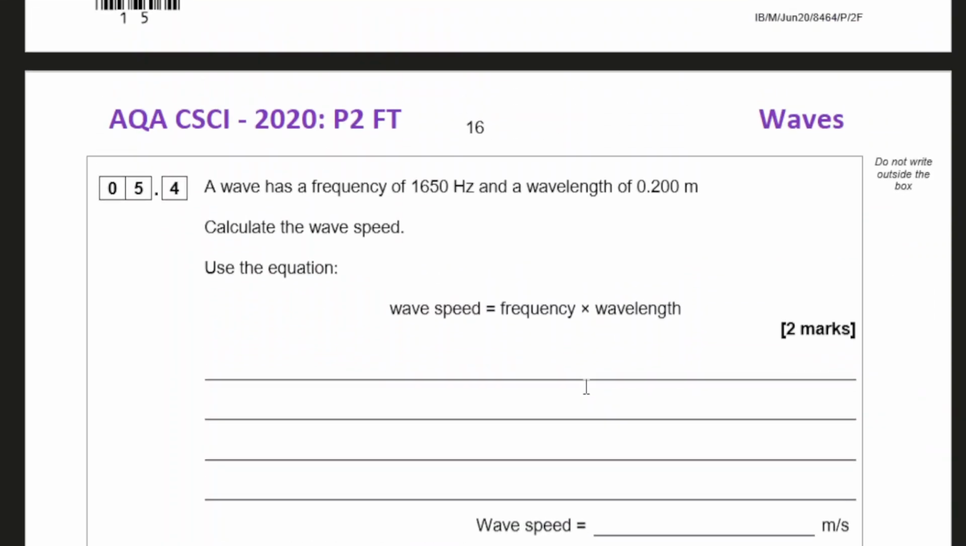A wave has a frequency of 1650 hertz and a wavelength of 0.2 meters. Calculate the wave speed. So the equation is wave speed equals frequency, which is 1650, multiplied by the wavelength, which is 0.2, and that gives me 330 meters per second.